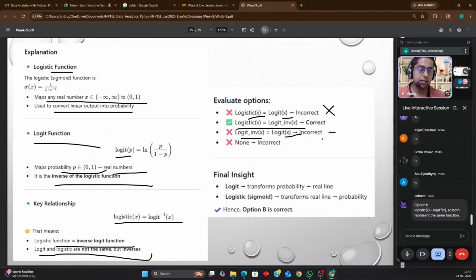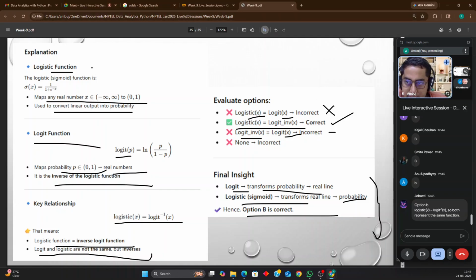Logistic x is logit inverse x. Okay, this statement is correct. The final insight is that option B is the only correct one, because only there has it been correctly displayed. Logit is the transformation of probability from the real line to the probability. Okay.